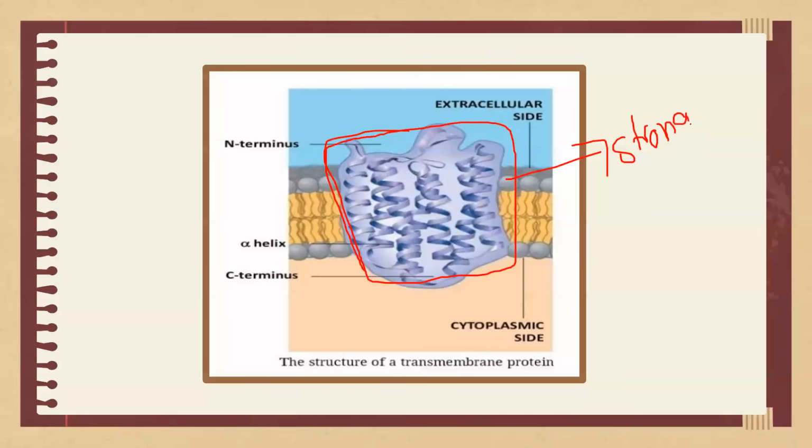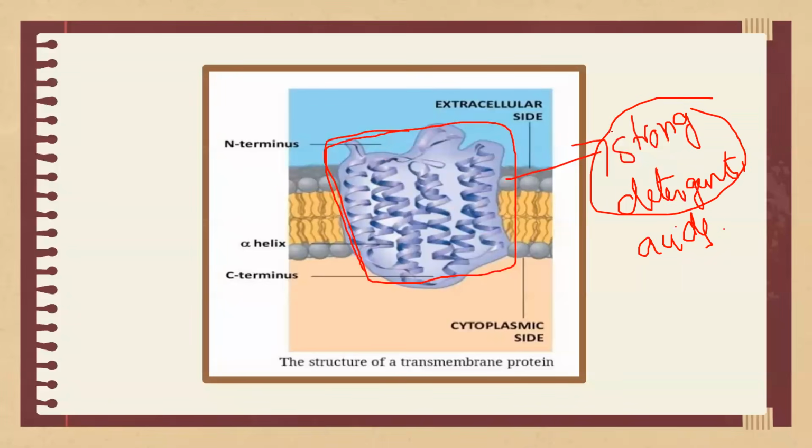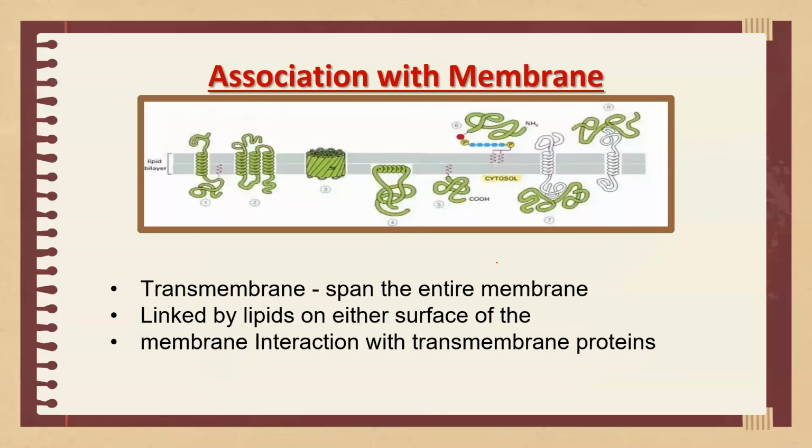If you want to separate these integral proteins, we should always use strong detergents. You have to use strong acids. Then only, friends, you can separate them. If you are doing a PhD, in the PhD you will do all these experiments, separation of the proteins from the plasma membrane. You can always use strong detergents or strong acids. You can separate it easily.